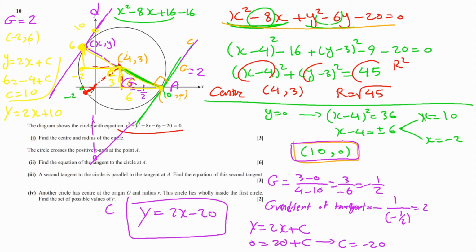Okay, next part of the question is section 4. Another circle has center at origin and radius r. This circle lies wholly inside the first circle. Find the set of possible values of r. So what we are saying in here is that we come back in here, we have a point, we could have circles in here that could go around, but we want to find out what would be the maximum of the radius of those circles, such that the circles would stay inside that larger circle.